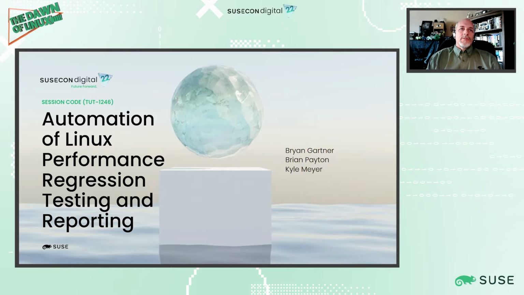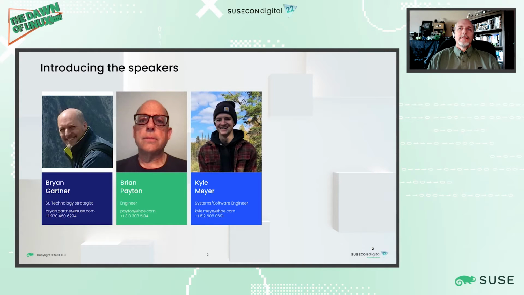We're in the SUSE session, tutorial 1246, Automation of Linux Performance Regression Testing and Reporting. And with that, I'm going to talk about the introduction of our speakers because this is a total collaboration effort that we're doing. My name is Bryan Gartner.